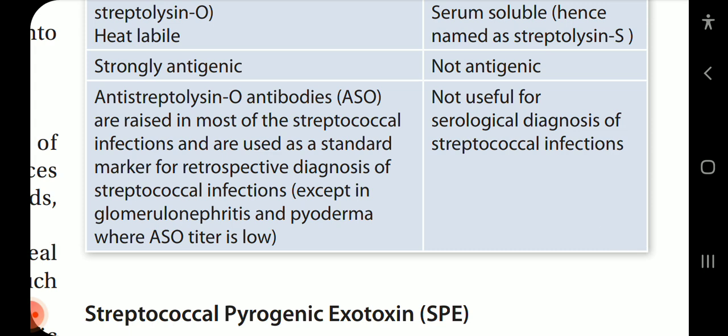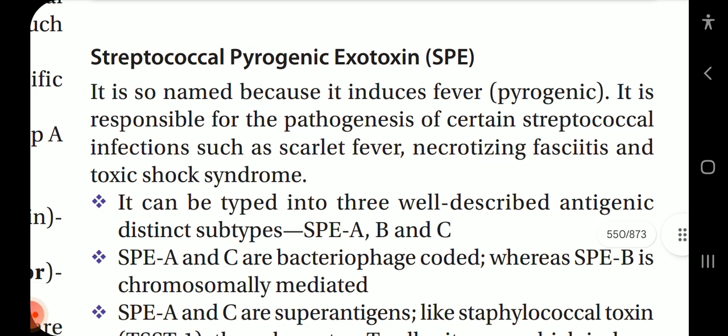Anti-streptolysin O antibodies are raised in most of the streptococcal infections and are used as a standard marker for retrospective diagnosis of streptococcal infection, except in glomerulonephritis and pyoderma where ASO titer is low. SLS is not useful for the serological diagnosis of streptococcal infection.